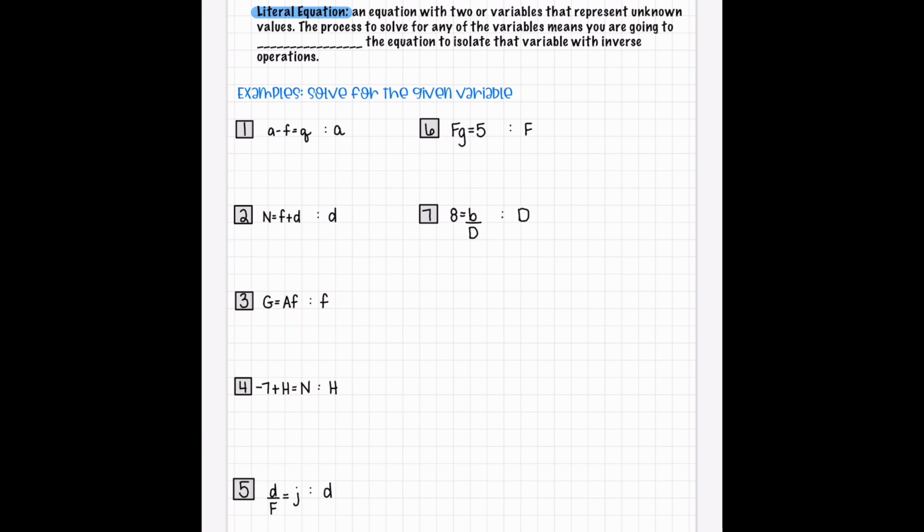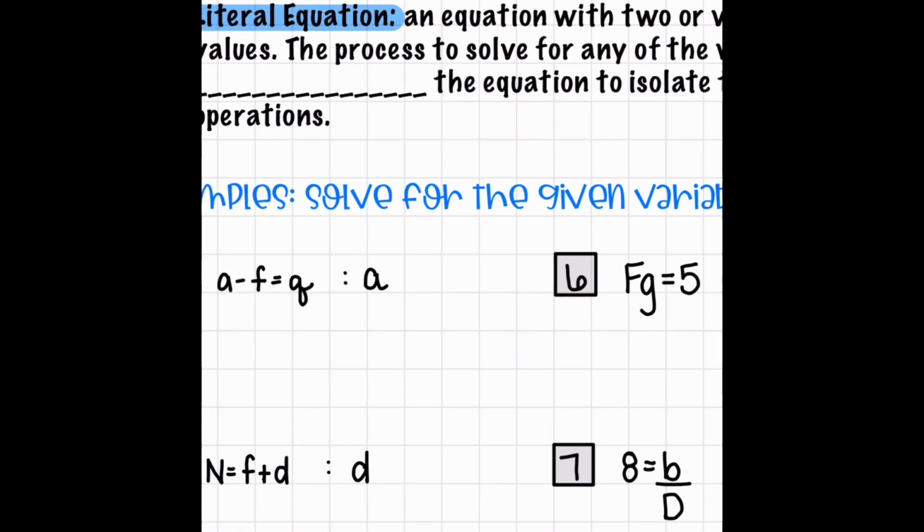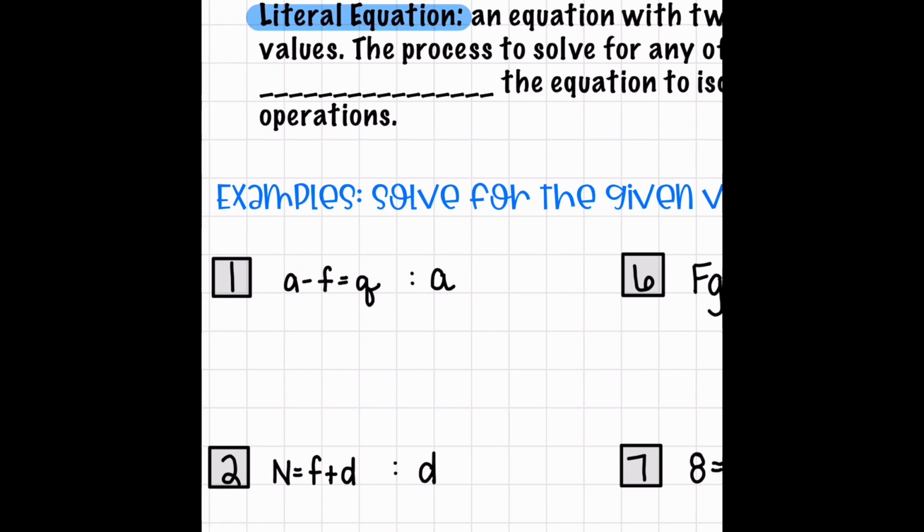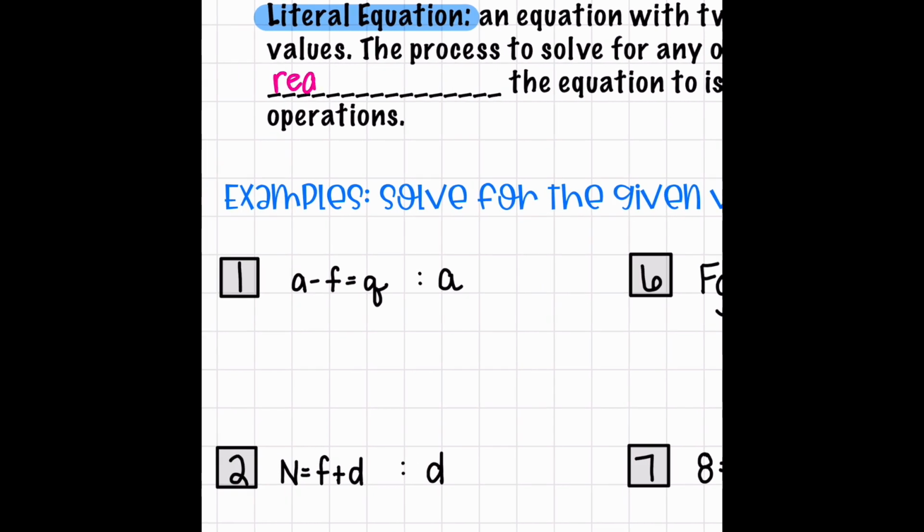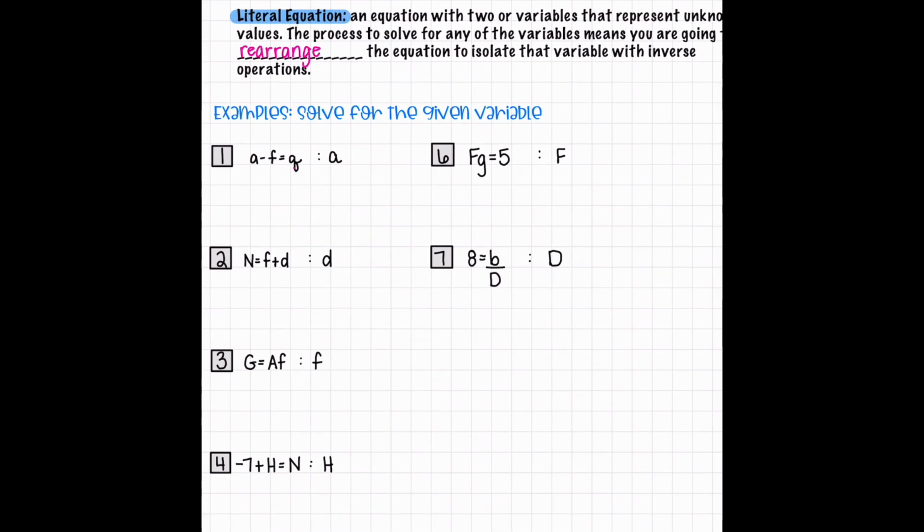So the process that you're going to use today is the same process that you use to solve other equations, but instead of actually getting a numerical answer, you're just going to simply rearrange the equation. So the process to solve for any of the variables means you are going to rearrange the equation, and the key is that you're going to isolate, which means to get it by itself, the variable that they want you to solve for.